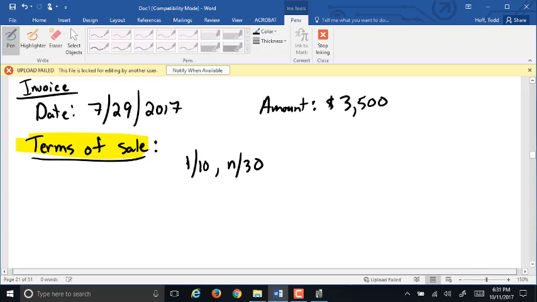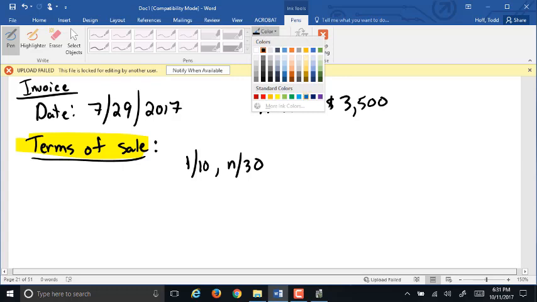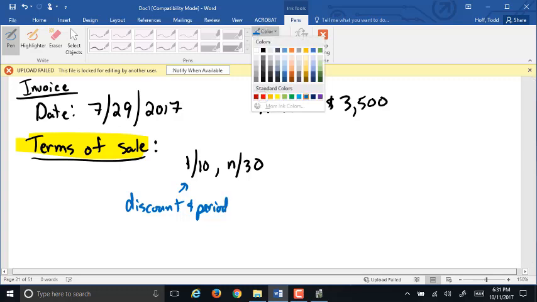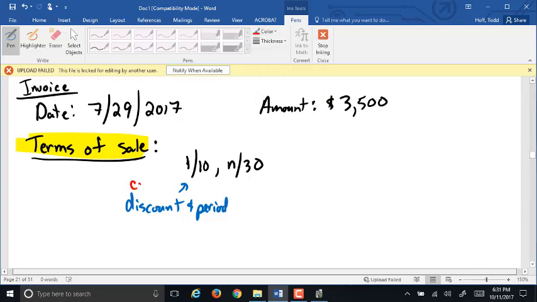So the notation here, remember I told you that slash notation that looks like dates almost is very common? Well, here's another example of it. 1/10, net 30 is how that is pronounced. The 1/10 is defining a discount and its period. This is what is referred to as a cash discount.